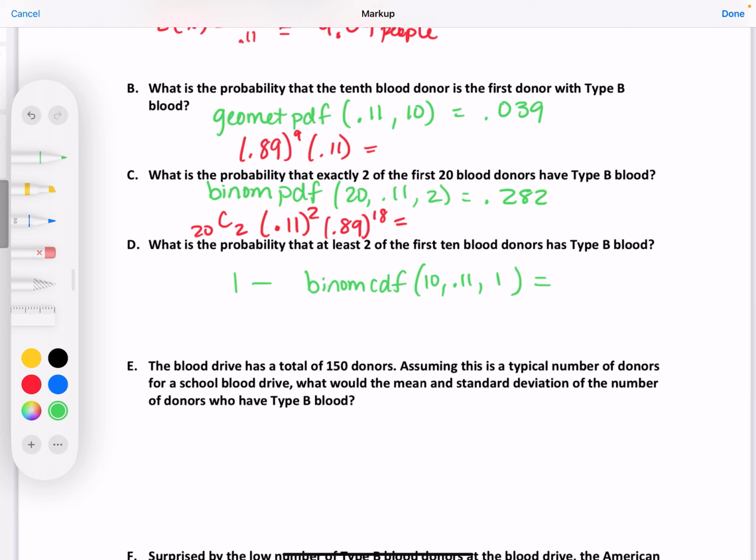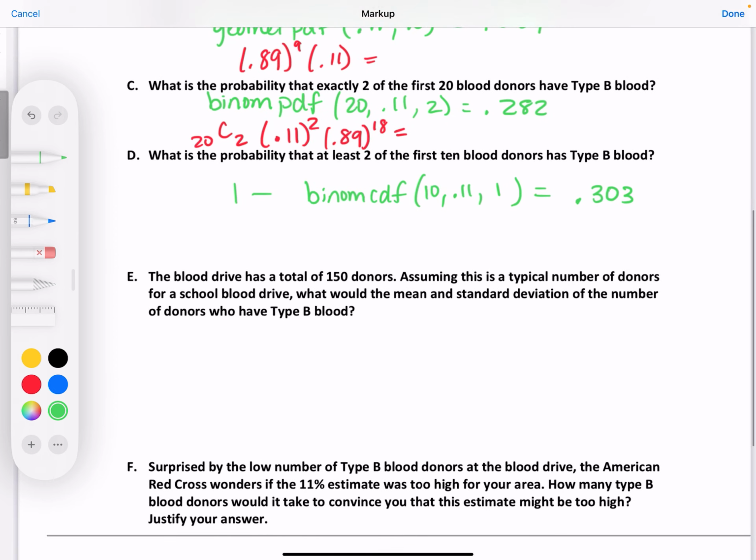So if we do that, 1 minus binom CDF of 10, 0.11, 1. That comes out to be 0.303. So if you were going to do this by hand, you would do 1 minus, and then it would basically look like this, but for 0 and 1. So you would do 10 C 0, and so on and so forth. So anyways, I would just do that by calculator.